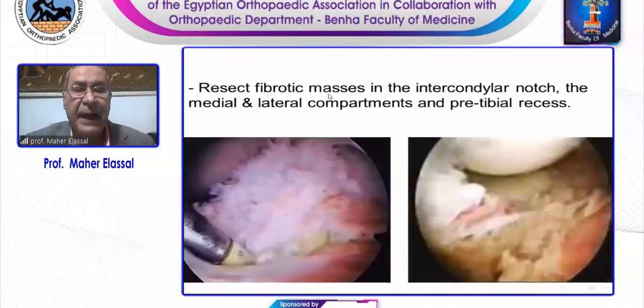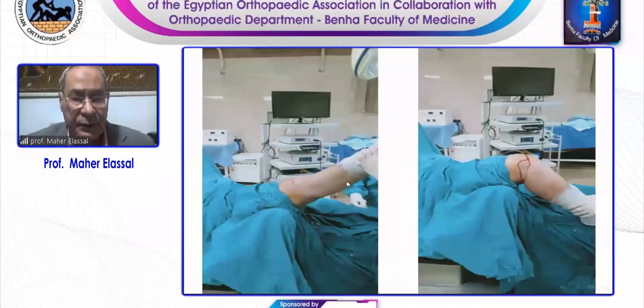Resect fibrotic masses in the intercondylar notch, the medial and lateral compartments. This is the medial compartment, and the pre-tibial recess, by shaver or by Weber. We can notice in this picture the knee is completely extended and stiff, and this is after the arthroscopic release of all fibrous tissues inside. We got about 80-degree flexion.